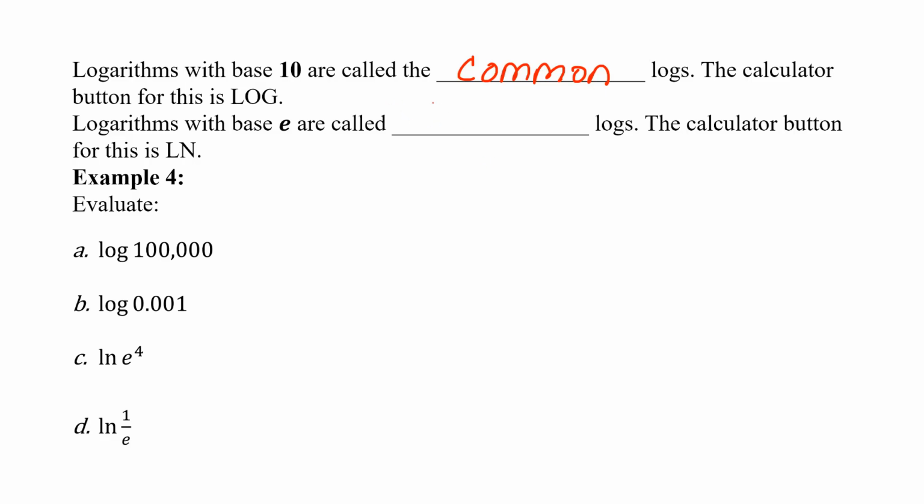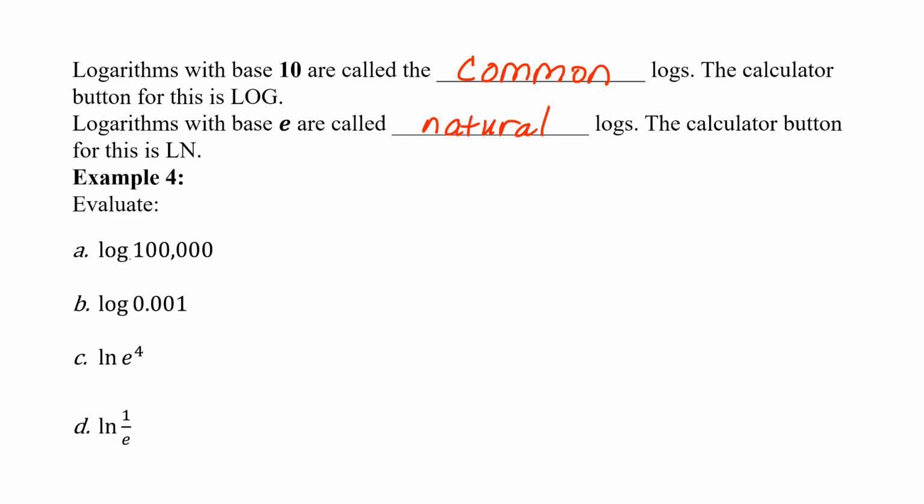Logarithms with base e are called natural logs, and that also has a button on your calculator because it's something that is used a lot. And that button is LN, which stands for natural log. The base on that log, it just means log base e. So we can evaluate these expressions.